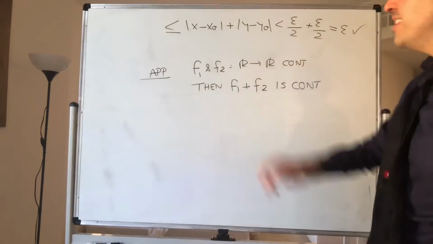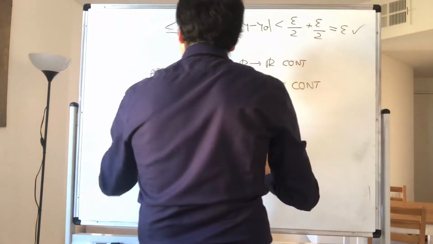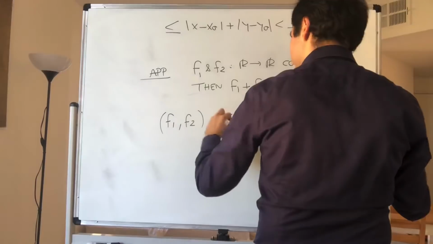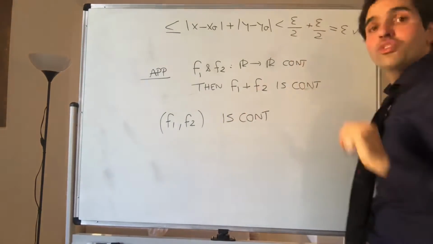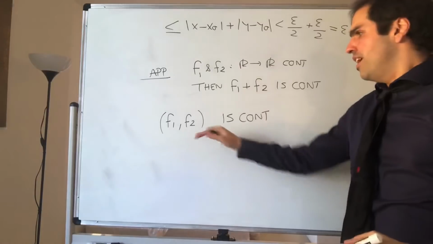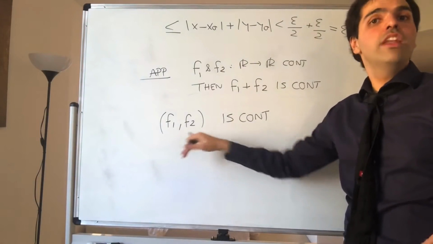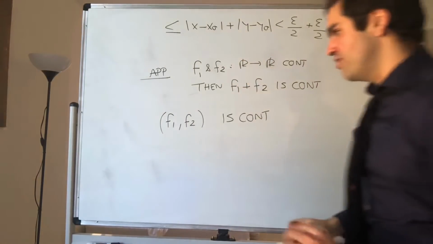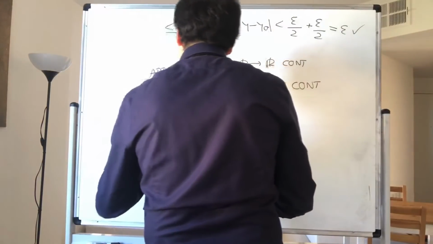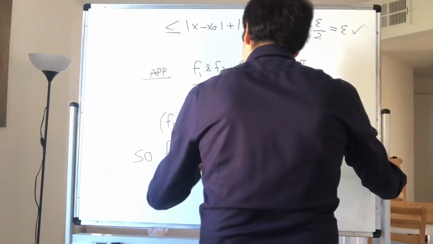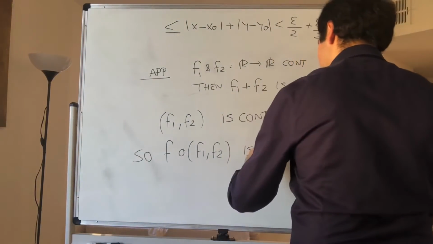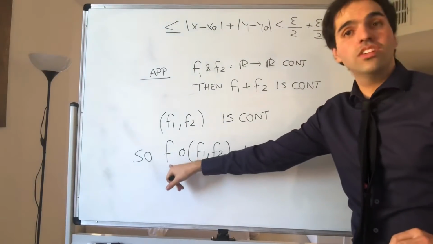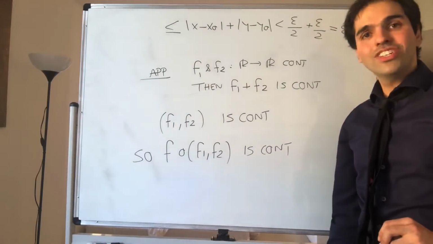Well, first of all, since f1 and f2 are continuous, we get that (f1, f2), so the pair, is continuous. And this I've shown in another video. I've shown that a pair is continuous if and only if each component is continuous. But now, compose this with the addition function. And so, since we've just shown the addition function is continuous, the composition is continuous.